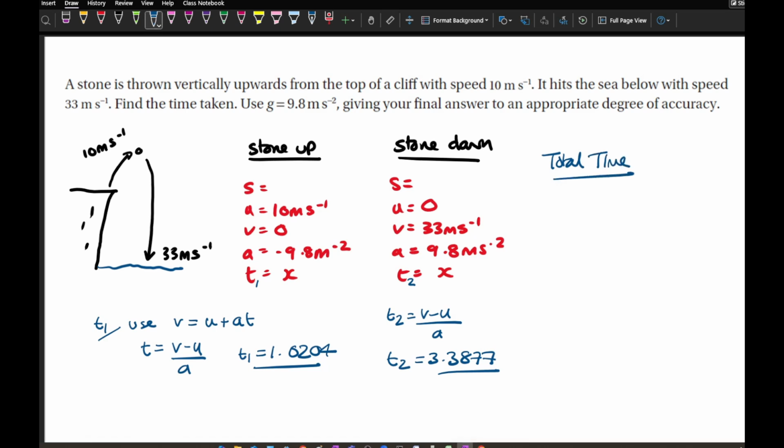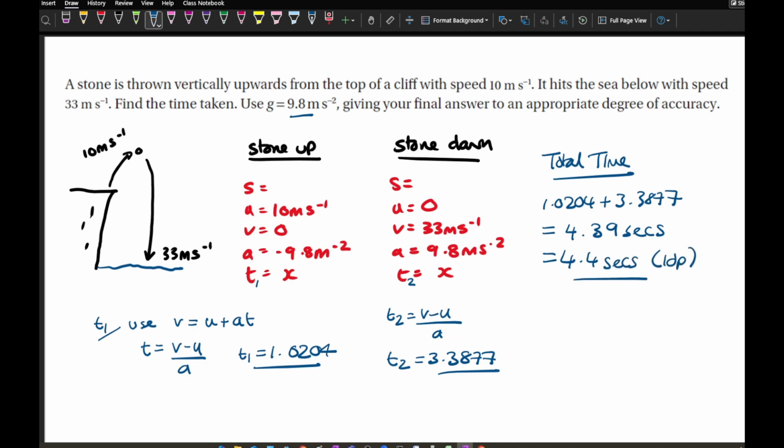And so the total time is going to be 1.0204 plus 3.3877, which gives me a total time of 4.39 seconds. And looking at the degree of accuracy, let's give it to 1 decimal place, so it's going to be 4.4 seconds, and that's to 1 decimal place.